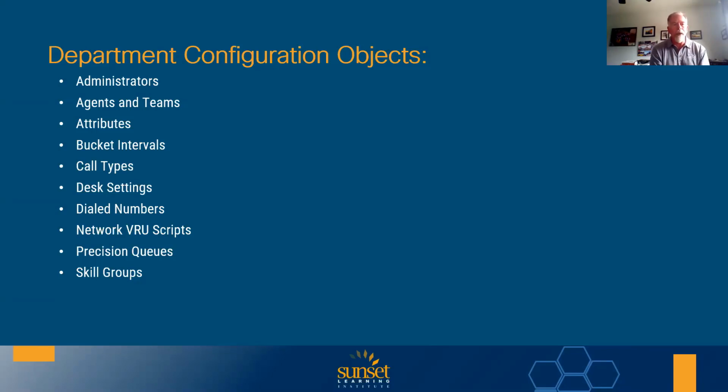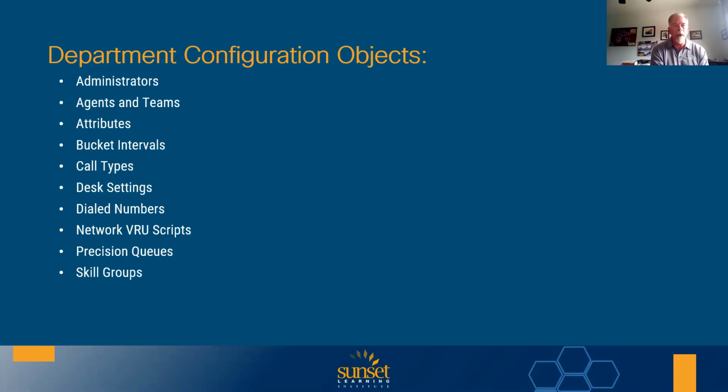Call types, dialed numbers, right? All department-based. Agent desk settings. Network VRU scripts, so you could actually have different micro apps, different IVR applications for each department would be a way to categorize those out. We used to use that in the UCCE world, using customer definitions, which was kind of the rudimentary way that you had an ability to create a department-like structure that officially exists over here in the package world.